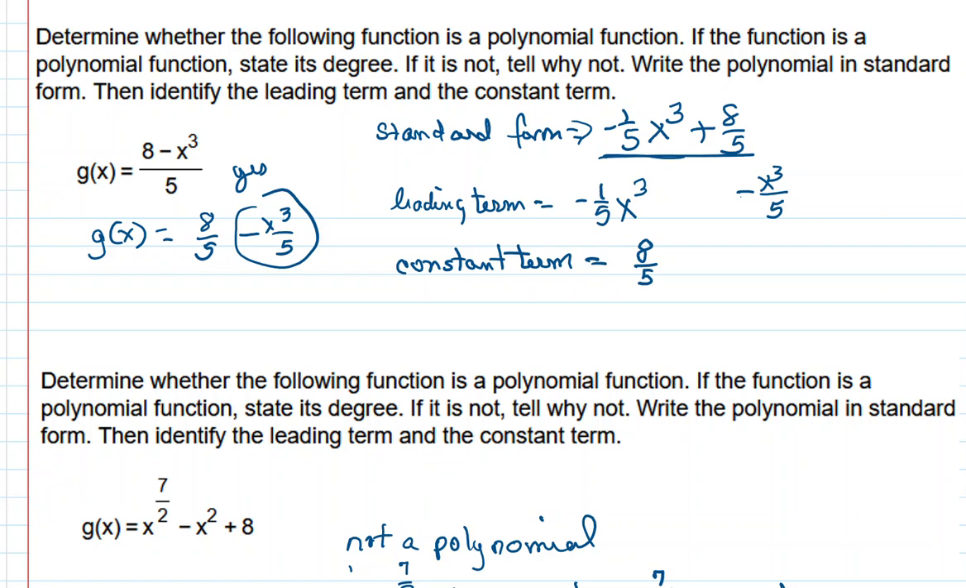Because we know everything is a plus 0 if it's not stated. That means we're strictly staying within the format of our parent function. All right, we had this one, and this one was tricky. Why was this one tricky? Because it says in the numerator 8 minus x cubed over 5.